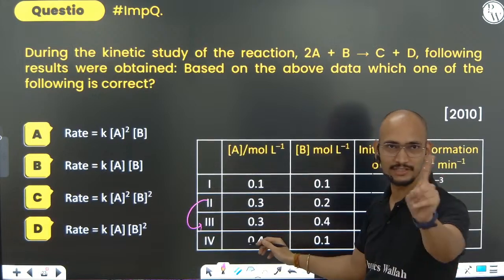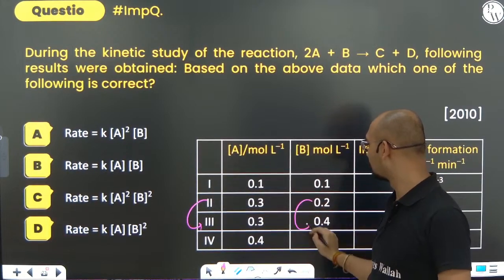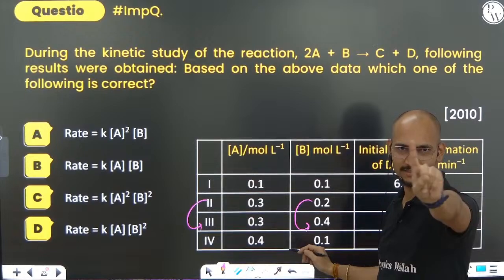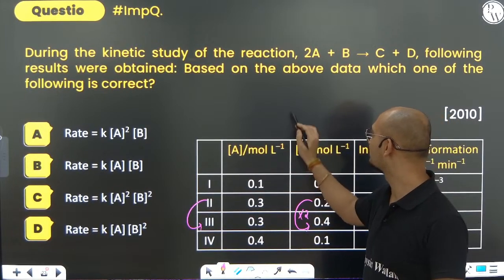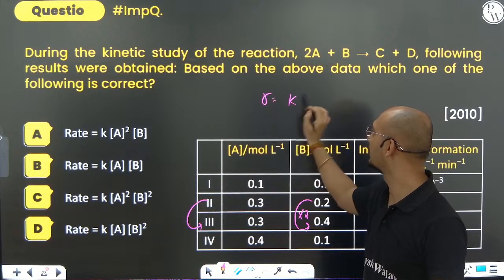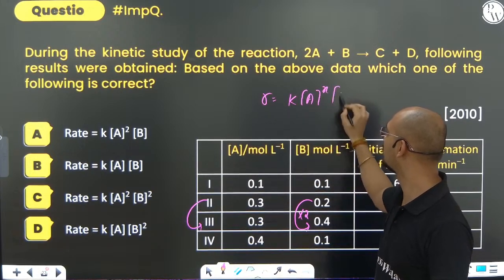2 to 3, no change. Yes, it is going good. 2 to 4. Of course, we can see that only one change is there. If one change is there, how many times is it becoming? 2 times. Consider the rate law R = k[A]^x[B]^y.